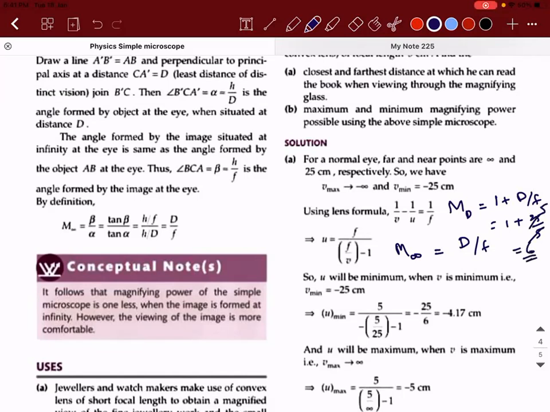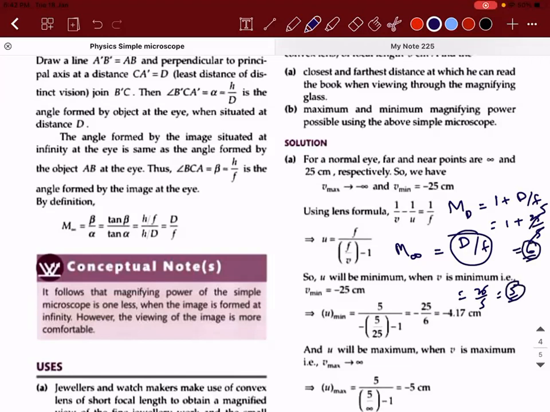So magnification is 6. And what about the other magnification? D divided by F. It is 25 divided by 5. It is going to be plus 5. Accepted? Right? It is 25 divided by 5, which is going to be plus 5. So what is the maximum magnification possible? Maximum magnification possible is 6 and minimum magnification possible is 5.